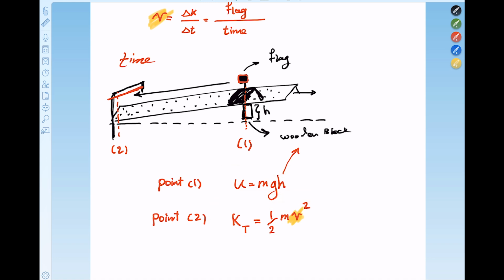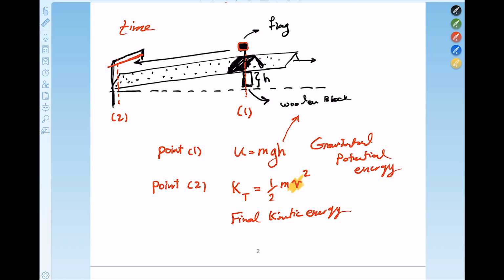Is there anything that's missing? Is there anything that's wasted? Is there anything that friction took? So this is 100% of the energy, the initial energy that you start with, mgh, right? Gravitational potential energy, all right? But here is kinetic energy, final kinetic energy. Okay, so at point 1, we have initial 100%. At point 2, we have final. It should be less because a little bit of the energy is wasted through friction.